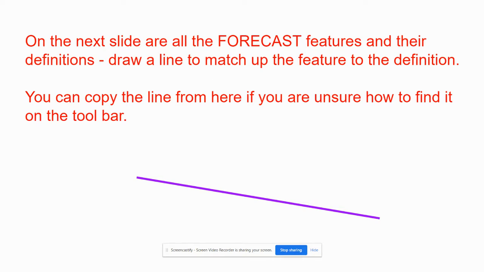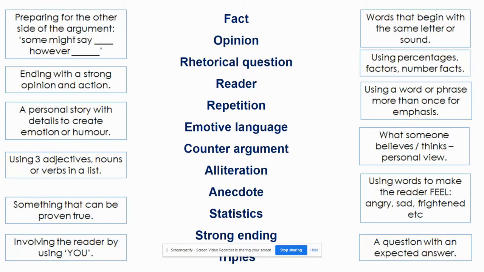So this is the slide that I'd like you to draw lines to, so you can see that they're all down the middle and you just match them up. It just means that you've got a bit of an overview of what the features are, because they're used in not just speech writing, but all the writing techniques that you'll need for transactional writing for language paper 2.